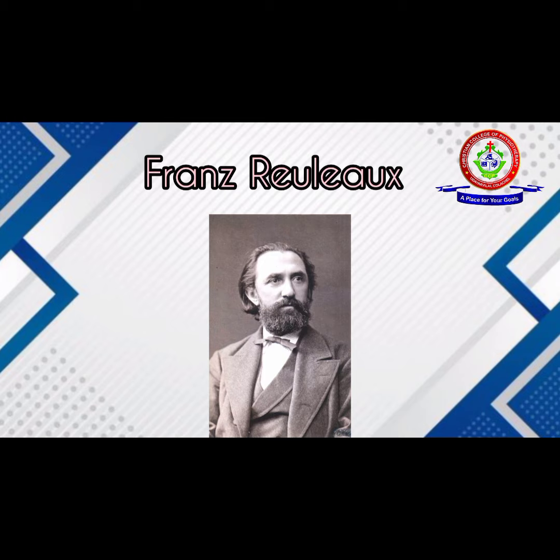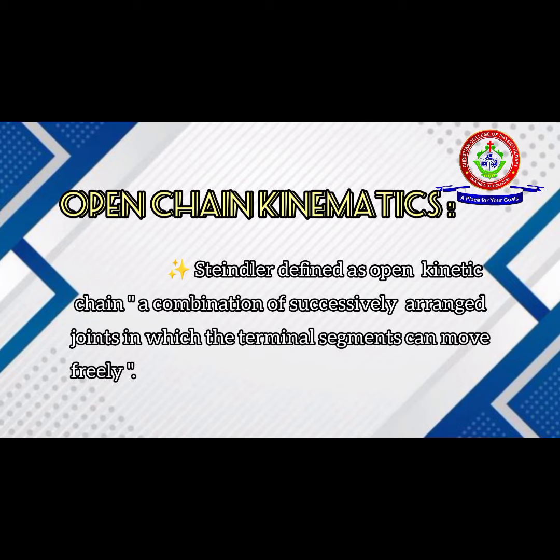He proposed that rigid overlapping segments were connected through joints, and this created a system whereby movement at one joint produced or affected movement at another joint in the chain. This series or chains can be closed or open. First of all, we learn open chain kinematics.